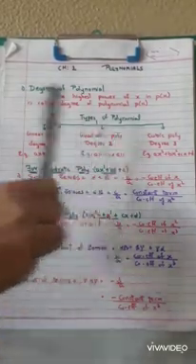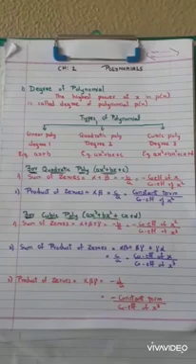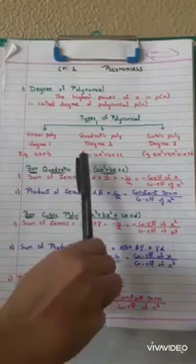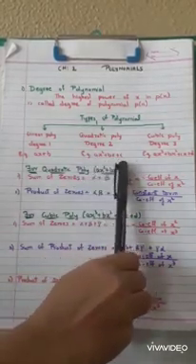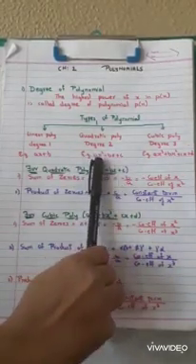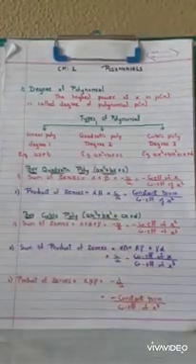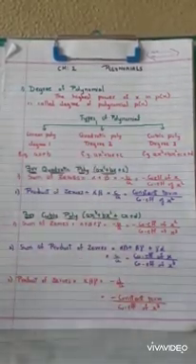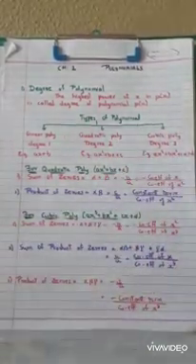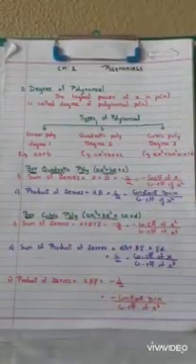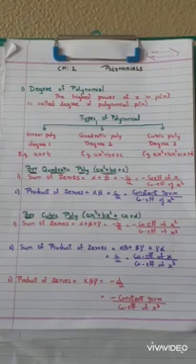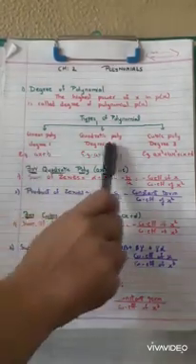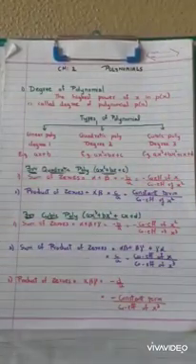Then second is the quadratic polynomial. A polynomial having degree 2, that is, highest degree 2, is known as a quadratic polynomial. Its standard form is ax square plus bx plus c. Here you can see the degree is 2, that means it is a quadratic polynomial. Now last is the cubic polynomial. If the highest degree is 3, it is said to be a cubic polynomial. Its standard form is ax cube plus bx square plus cx plus d. So in short, these are the types of polynomial on the basis of degree.